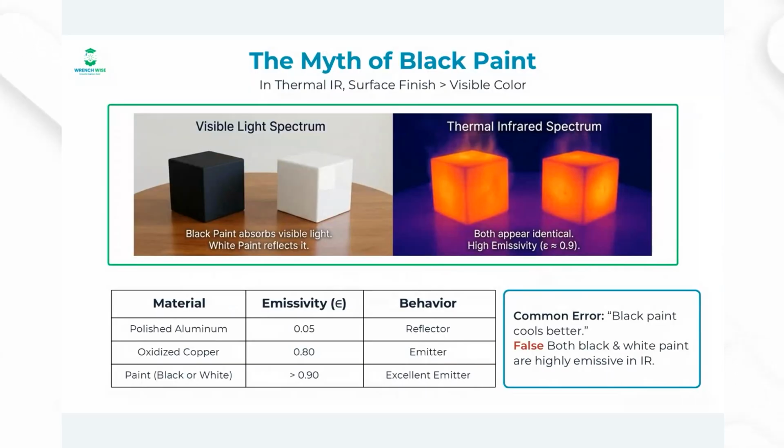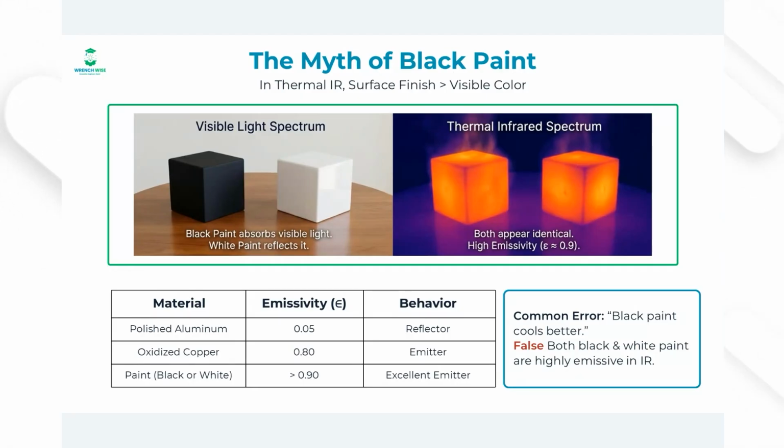Now let's get into the myth of this visual trap, the myth of black paint. On the left, we can see the visible light spectrum. To the world our eyes essentially evolved to see, the color is dictating energy absorption. A black cube absorbs light and a white cube reflects it. This leads to a common intuition that black things get hot, white things stay cool. This is true for solar loading, sunlight, but this intuition fails completely for internal heat dissipation.